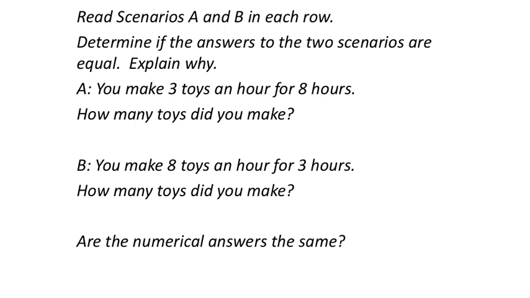Read scenarios A and B in each row. Determine if the answers to the two scenarios are equal. Explain why. Okay. You make 3 toys an hour for 8 hours. How many toys did you make? Well, I'd say it's 8 groups of 3 for part A. So 8 groups of 3 would be 8 times 3, meaning in those 8 hours, you would have made 24 toys.